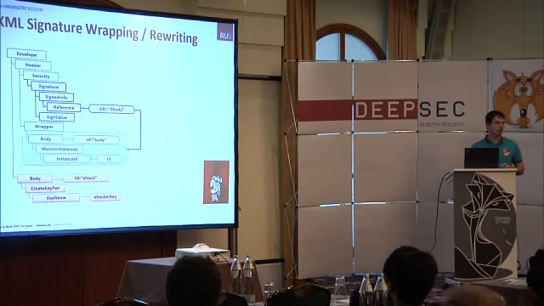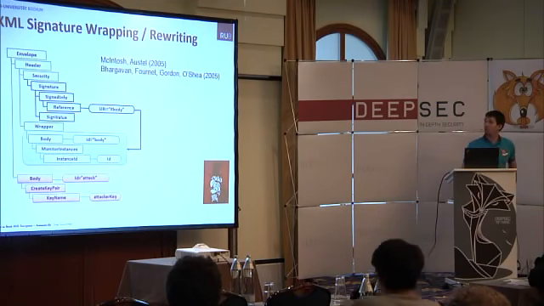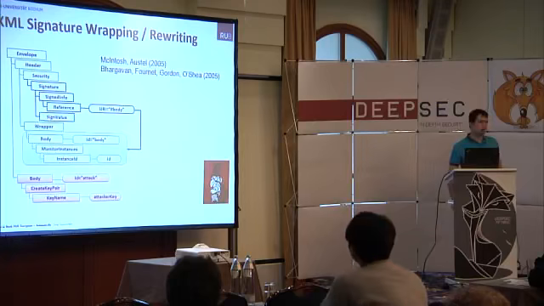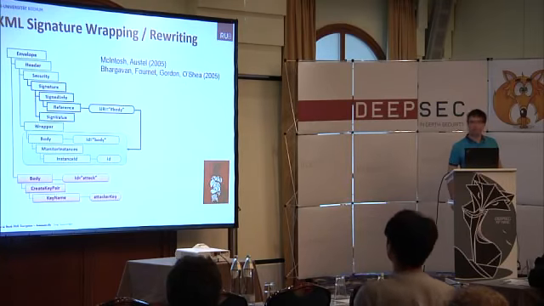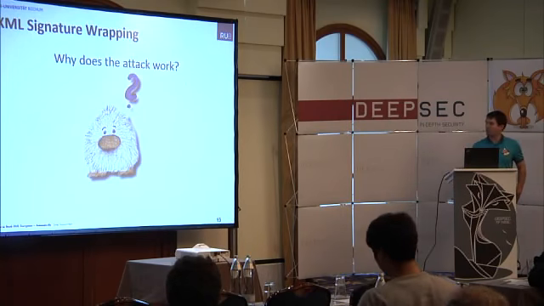include an arbitrary function. This is called XML signature wrapping and was actually already described in 2005 by two independent groups, by McIntosh and Austell and Bhargavan et al. It looks to be very simple. So what is the problem? Why does the attack work? Maybe you ask. This is very simple.